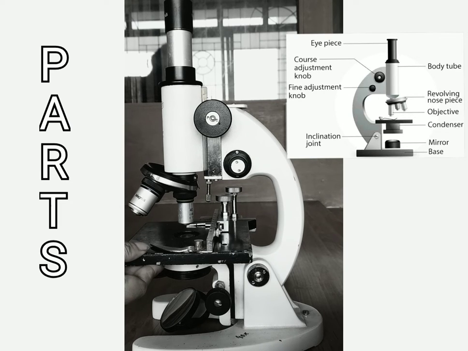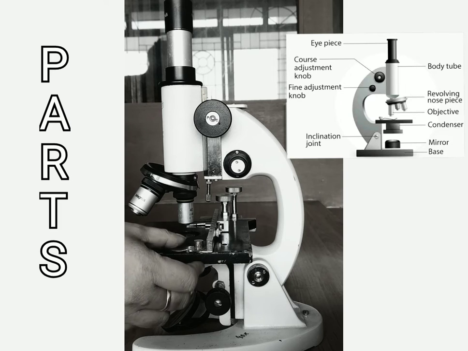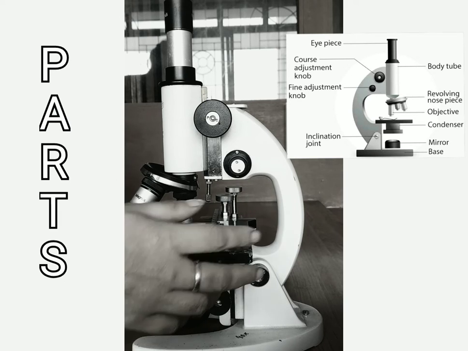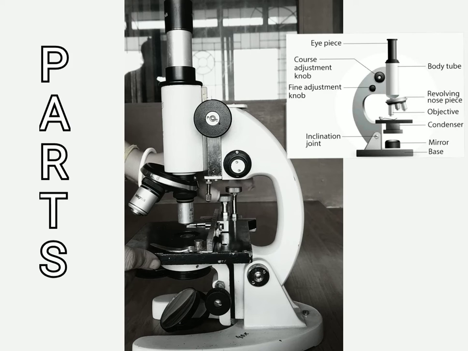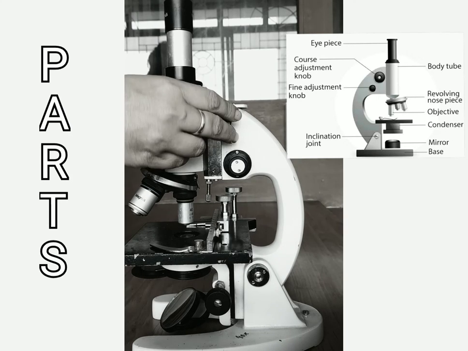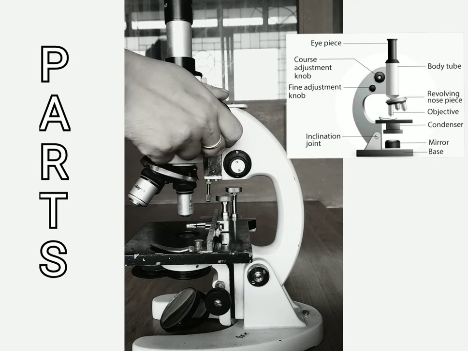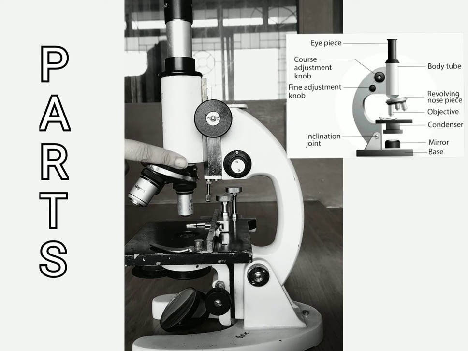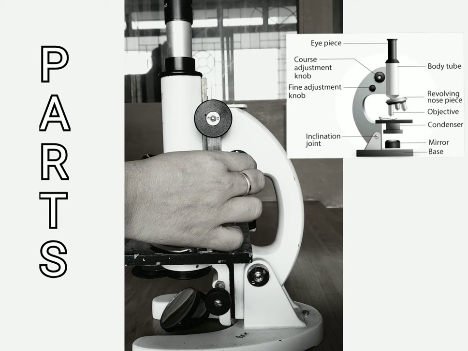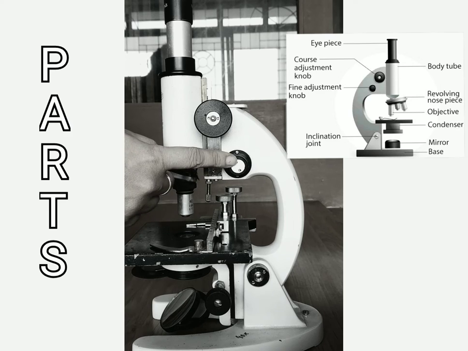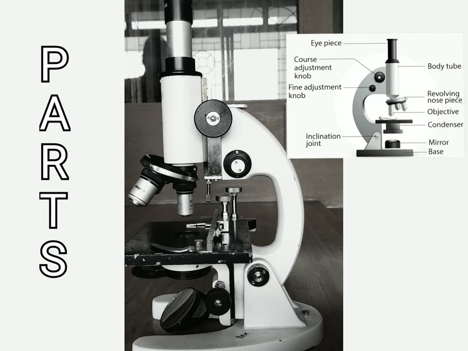Next, moving to this part, which is called the stage, these are the clips and these are the screws with which we can move the slides in the vertical direction as well as in the horizontal direction. This one is the coarse adjustment screw. By moving it, we can adjust the body tube. This one is the fine adjustment screw, and by moving this screw, we can clear the image according to our eye resolution.